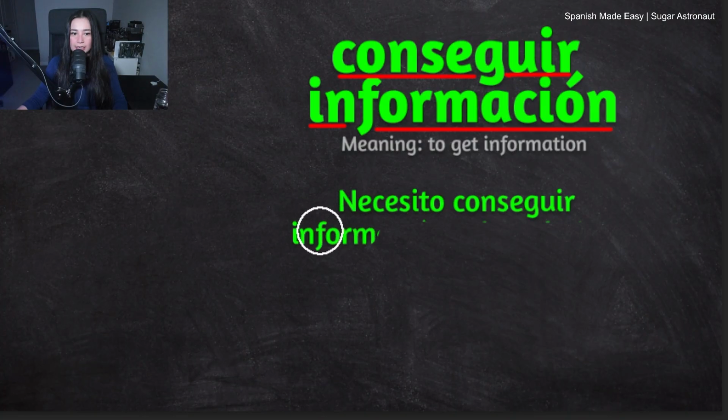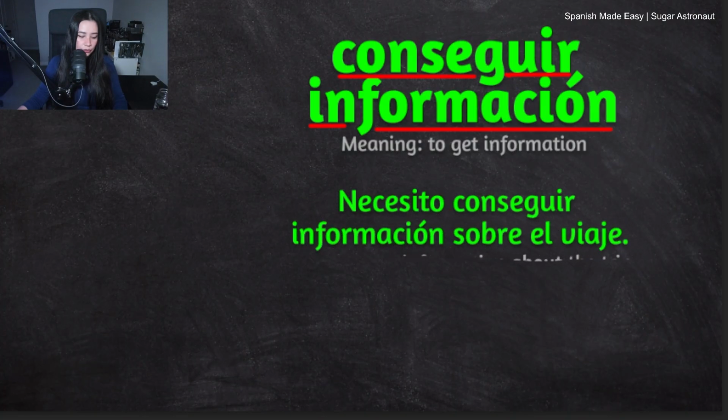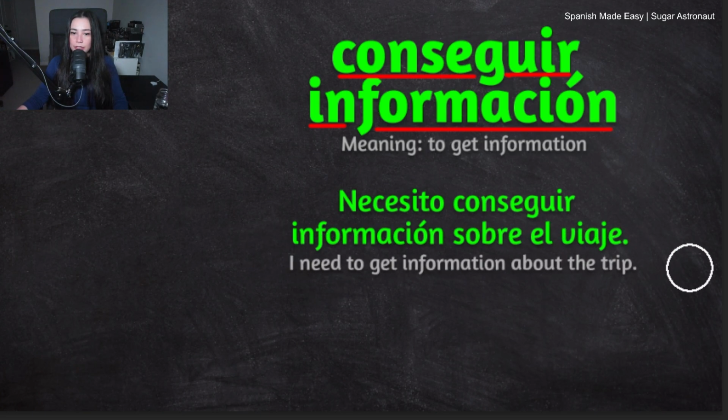Necesito conseguir información sobre el viaje. Necesito conseguir información sobre el viaje. This means I need to get information about the trip. So if you need to get any information about anything and you want to say that in Spanish, you can use this term, and you could be talking about trips, you could be talking about any paperwork, you could be talking about locations, or just to know more about something.